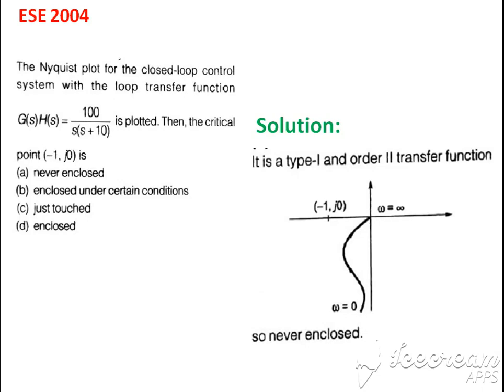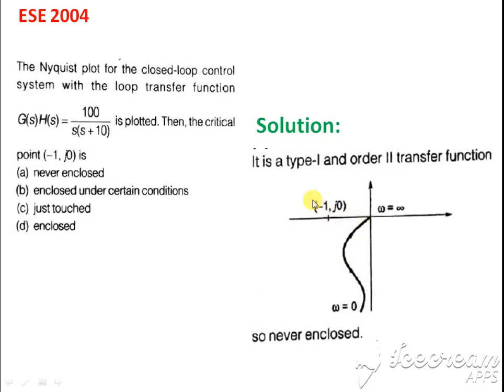Then the critical point minus 1 comma j0 is: option A, never enclosed; option B, enclosed under certain conditions; option C, just touched; option D, enclosed. So we need to find the answer. For that, the given problem is type 1 and order 2. Type 1 means we already know the polar plot starts at an angle of minus 90, and the total order is 2, so the maximum angle is 180. So we start from here and end at minus 180 degrees.